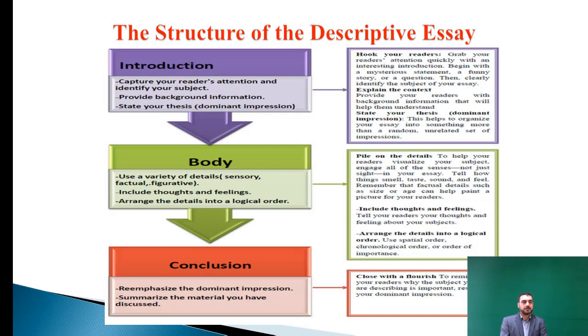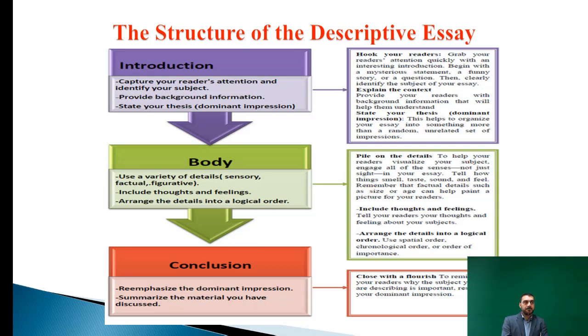In addition to that, in the same introductory paragraph, the writer should provide background information about the object he is going to describe in the remainder of the essay. Then, the writer should state his or her thesis statement by mentioning a dominant impression. As I mentioned previously, a dominant impression means providing supporting ideas that capture the audience's attention, or that capture the audience's five senses.